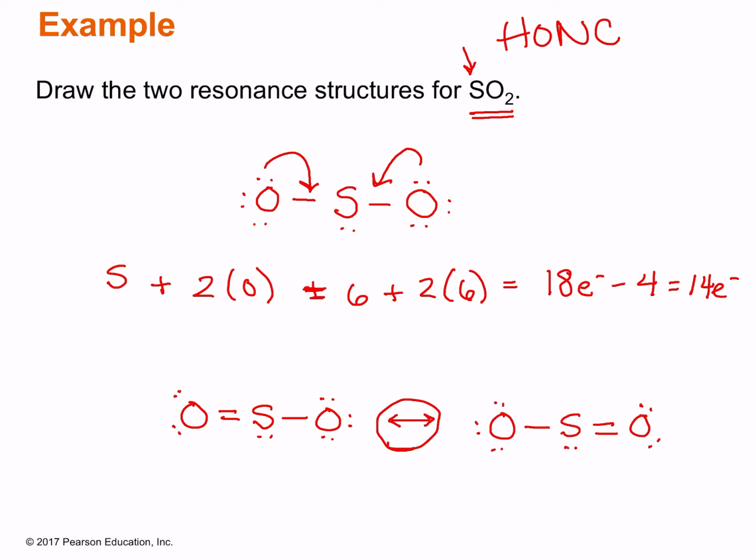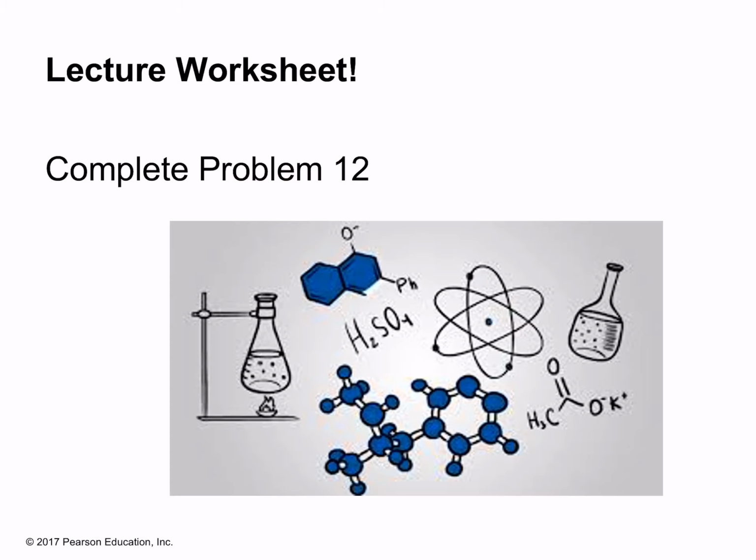So again, always start off by drawing the Lewis structure normally, and when you get to this step, you realize, I need one of my oxygens to donate its electrons. Then ask, how many different ways could I have done that? So that's the stuff on resonance structures. Go ahead, find your lecture worksheet, and do problem 12. Problem 12 will get you some practice with drawing resonance structures.